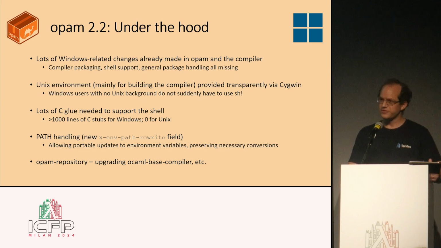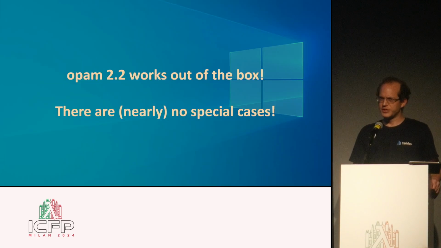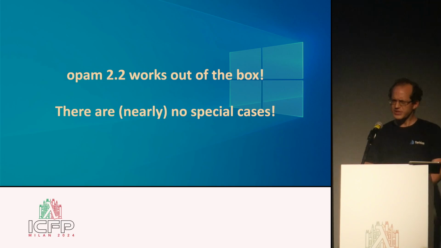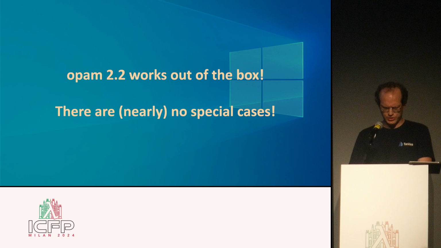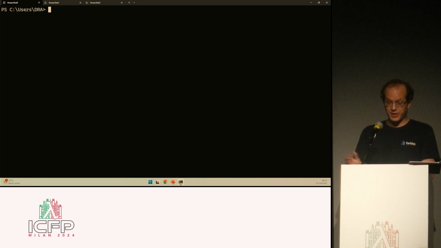And once all of that was put together, we finally have Opam 2.2, which actually works out of the box, with pretty much no special cases. And I shall give a short demonstration to prove this. So here you can see I have PowerShell. There is no bash prompt going to be visible in the course of this demonstration.